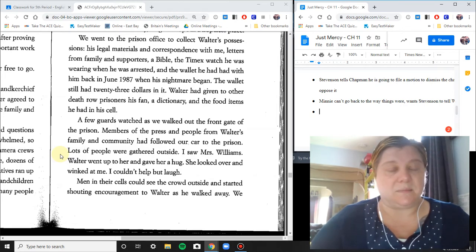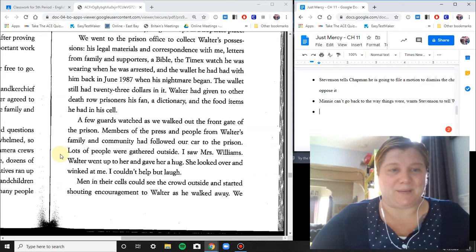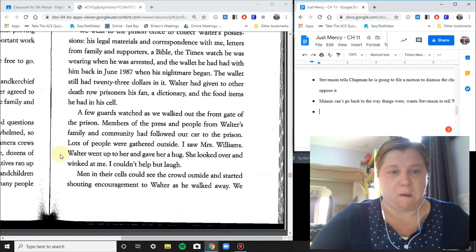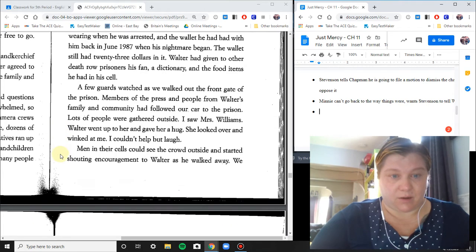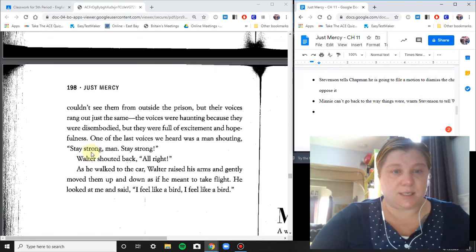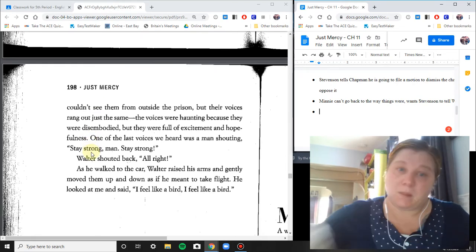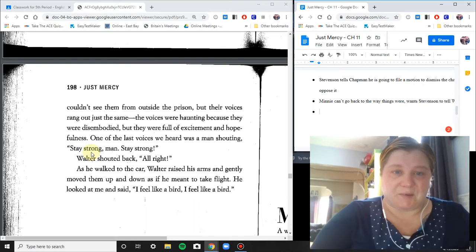Members of the press and people from Walter's family and community had followed our car to the prison. Lots of people were gathered outside. I saw Mrs. Williams. Walter went up to her and gave her a hug. She looked over and winked at me. I couldn't help but laugh. Men in their cells could see the crowd outside and started shouting encouragement to Walter as we walked away. We couldn't see them from outside the prison, but their voices rang out just the same.